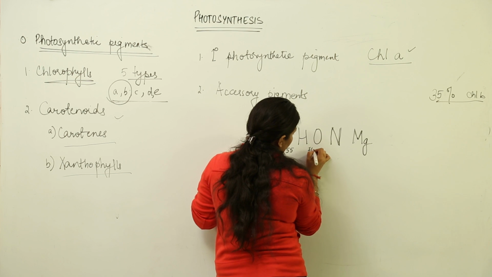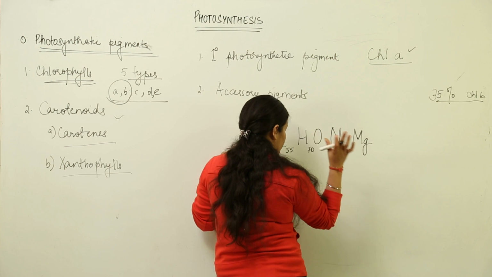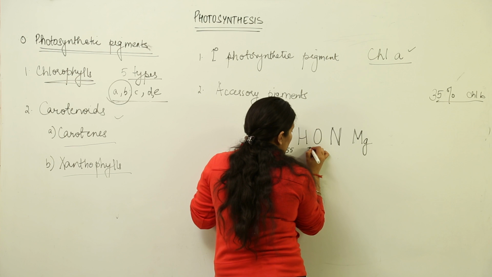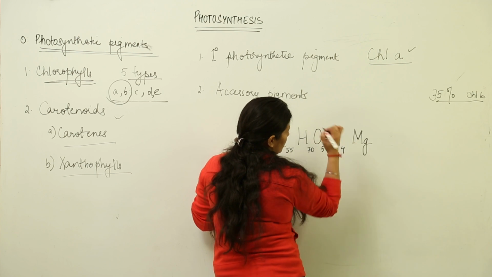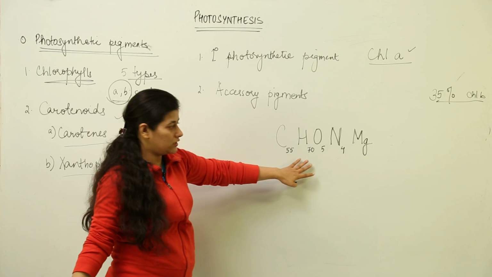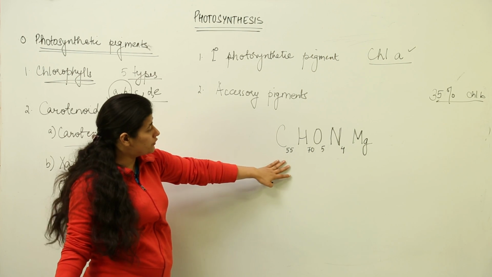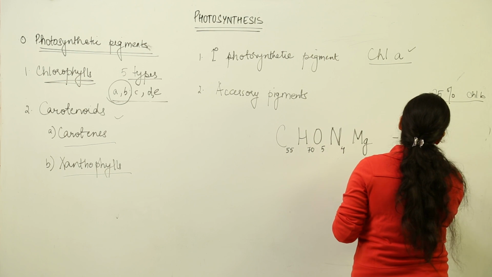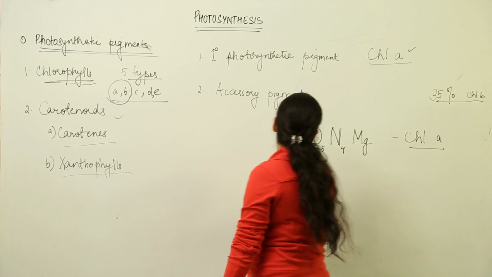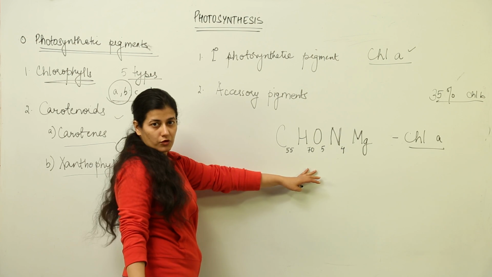Now, we have 55 atoms of carbon, then we have 72 atoms of hydrogen, oxygen is 5 and nitrogen is 4. This is the formula of chlorophyll A.